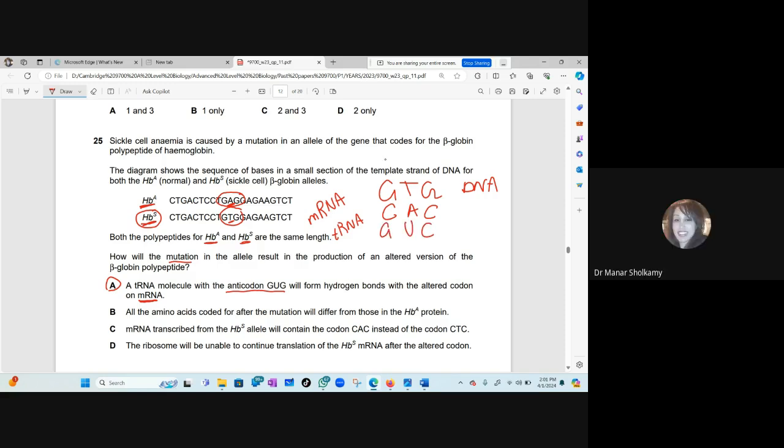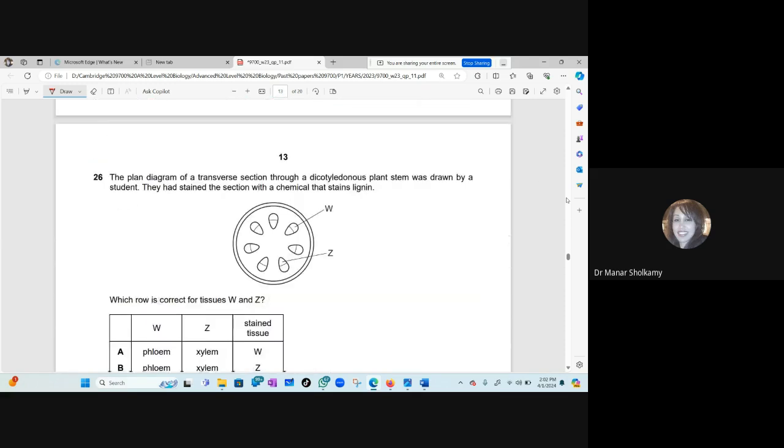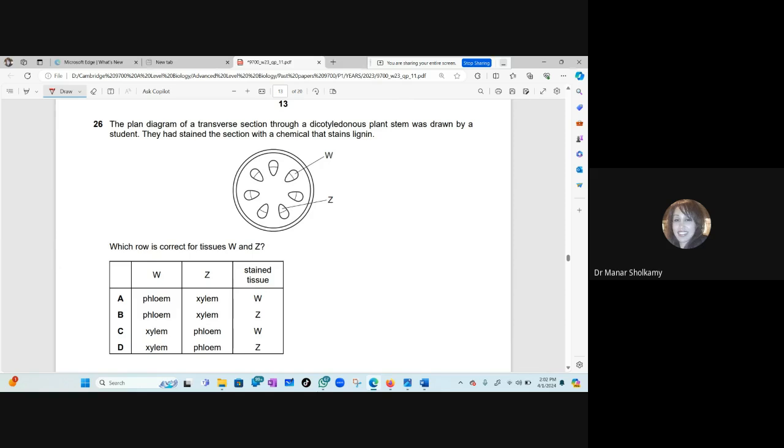Is A correct now? A transfer RNA molecule with the anticodon GUG will form hydrogen bonds with the altered codon on the messenger RNA. Is A right or wrong? Correct. Yes, it is correct. Finished. It's easy.